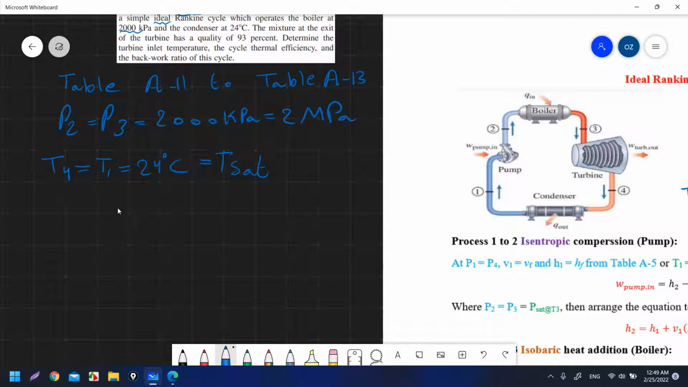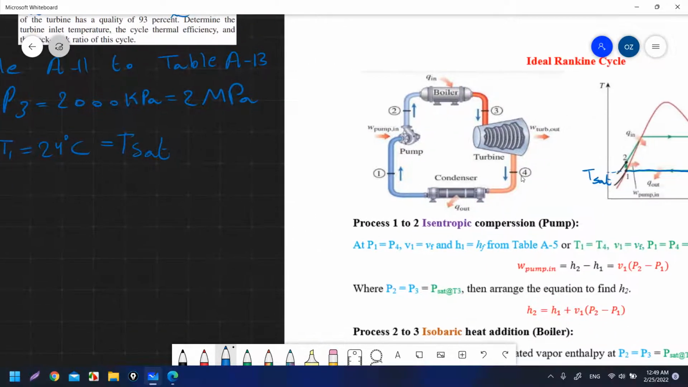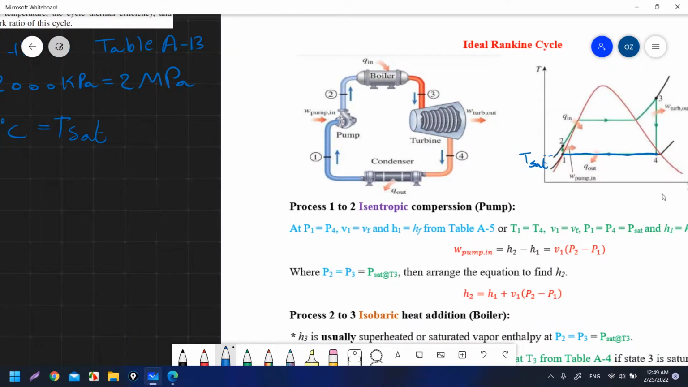I don't have the pressure, P1 equal to P4, as in the previous question. Okay, the mixture. He said it is a mixture, it is not superheated. It is a mixture at the exit of the turbine. The exit of the turbine is here at state 4. So here it is a mixture, so this T-S diagram is right. It is not at the saturated vapor line, and it is not superheated. It is a mixture inside the dome.